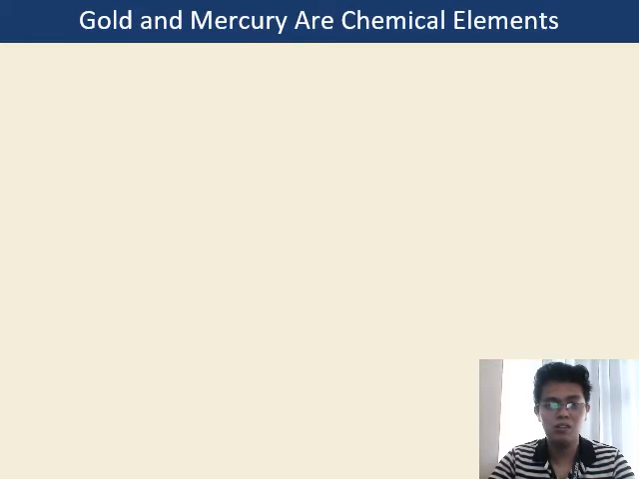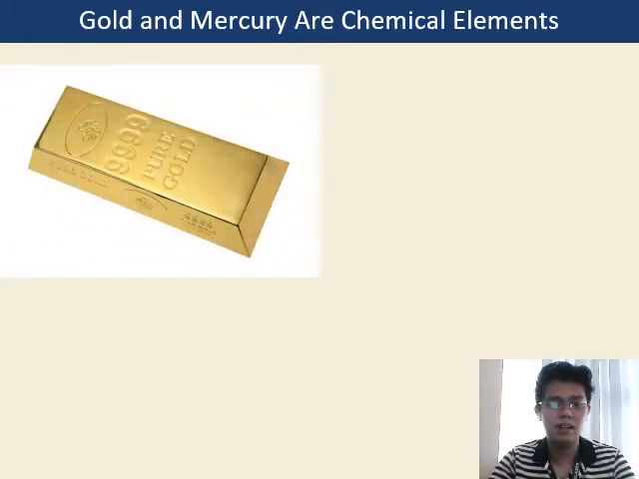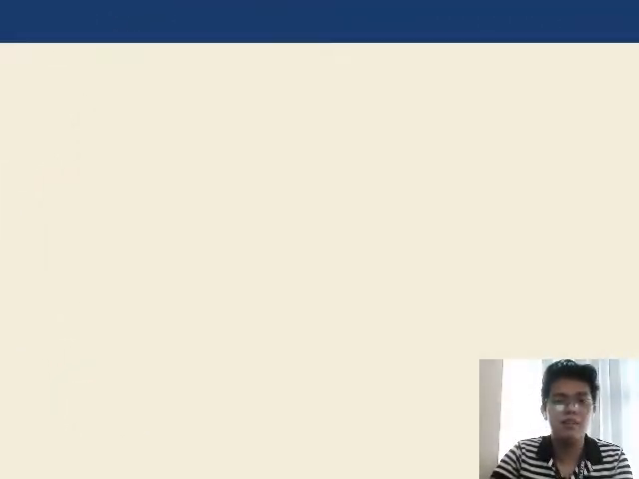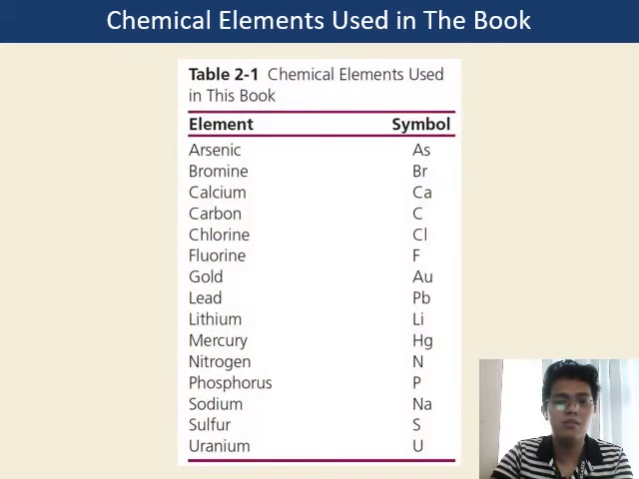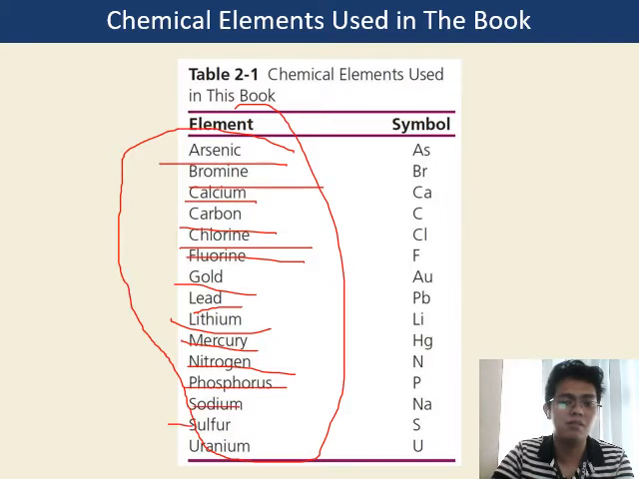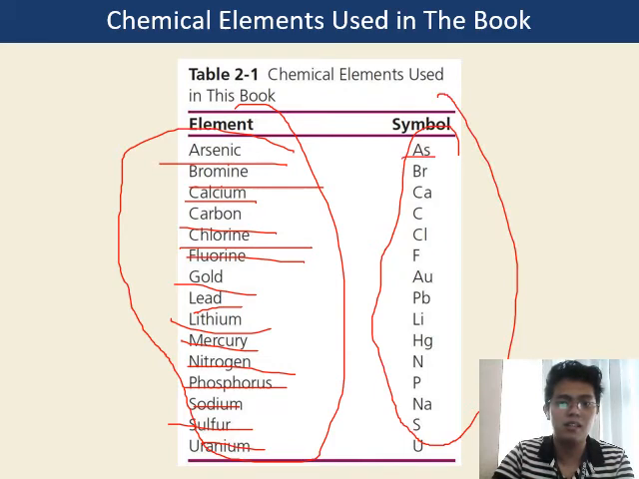And these are two examples of the elements. We have gold and mercury, Hg. The table shows some of the most commonly used elements in the book Living in the Environment. So we have arsenic, bromine, calcium, carbon, chlorine, fluorine, gold, lead, lithium, mercury, nitrogen, phosphorus, sodium, sulfur, and uranium, with their corresponding symbols. They are two letters or it can be one letter.